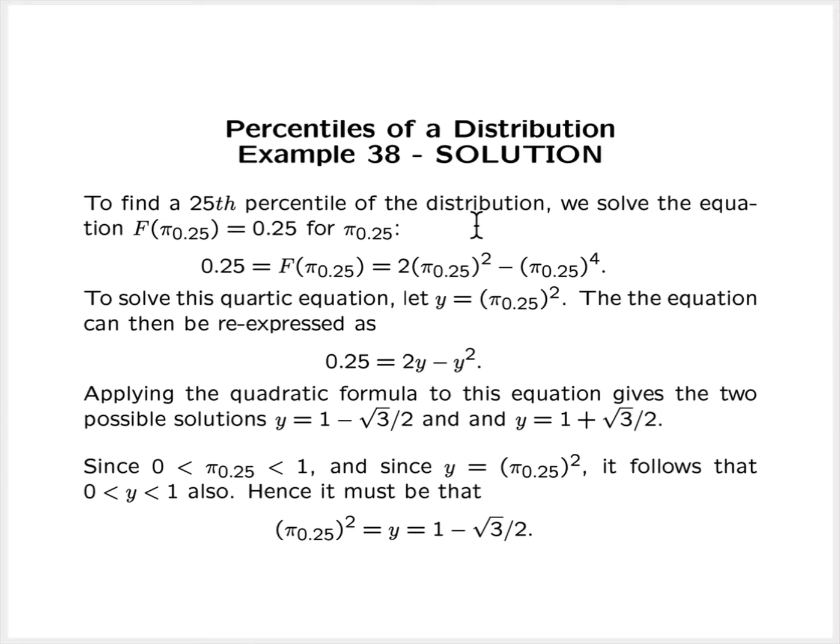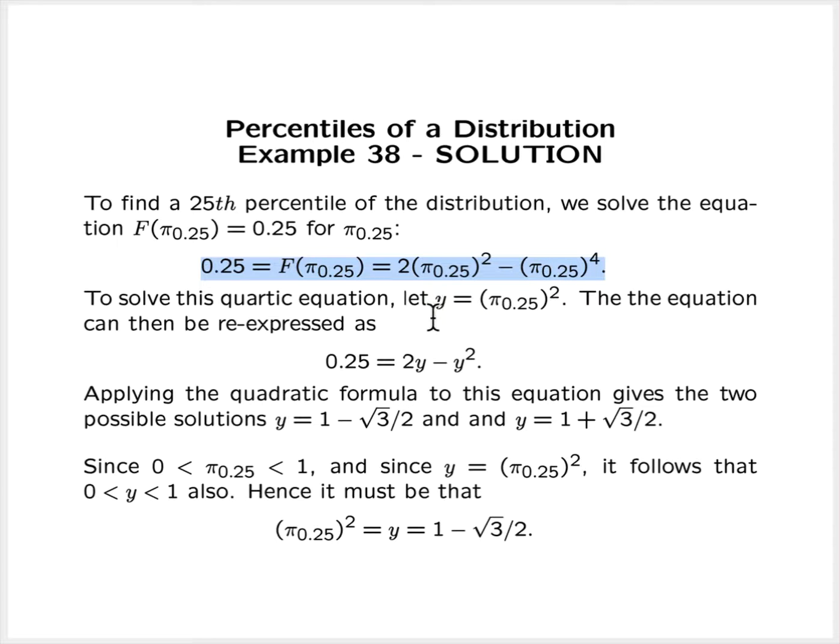Okay, now we're going to find the 25th percentile of the distribution. To do that, all we need to do, if we can, is solve this equation for pi sub 0.25. Again, we have this quartic equation that we have to satisfy: 0.25 being equal to 2 times the square of the desired percentile, the 25th percentile, minus the 25th percentile raised to the 4th power.